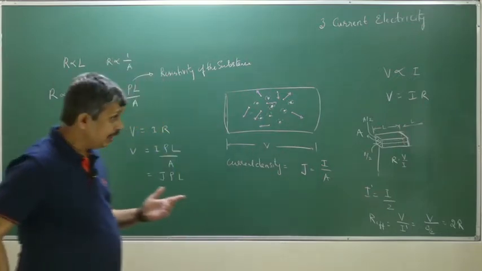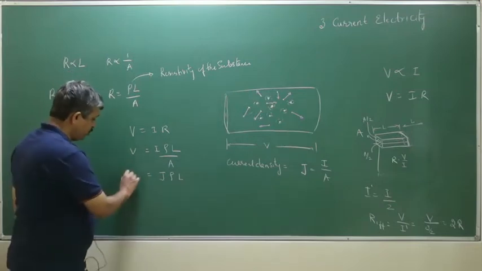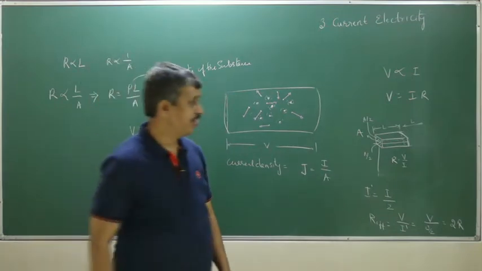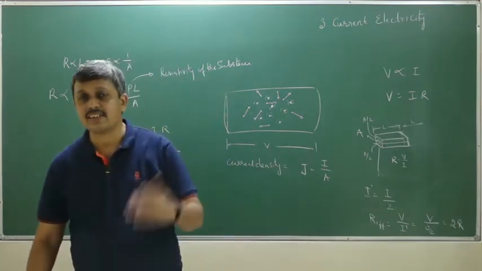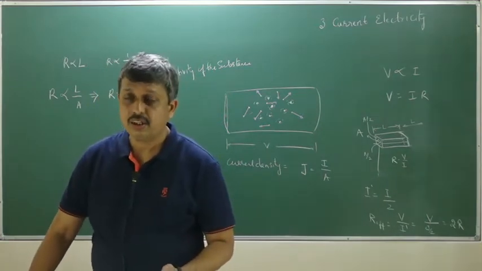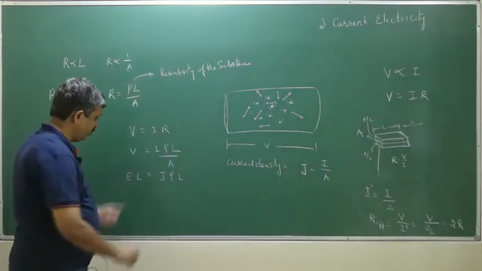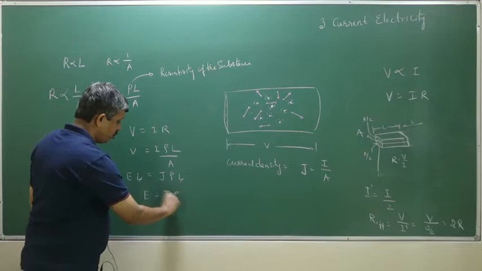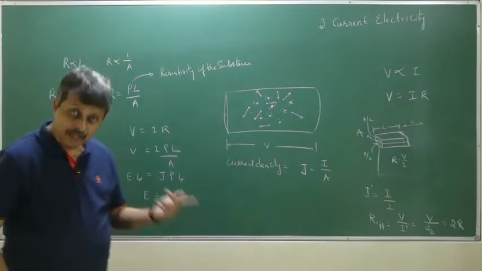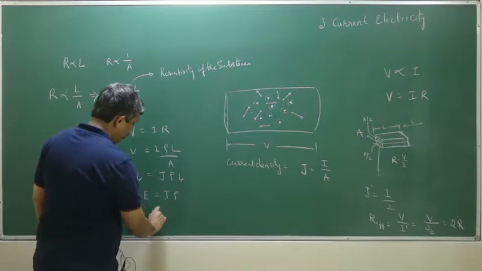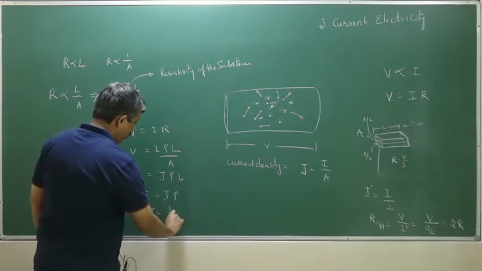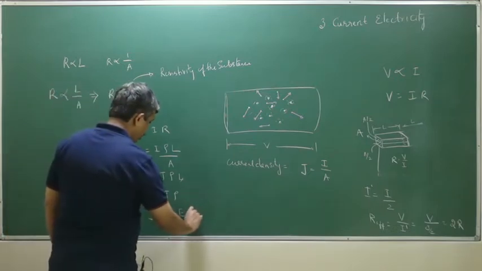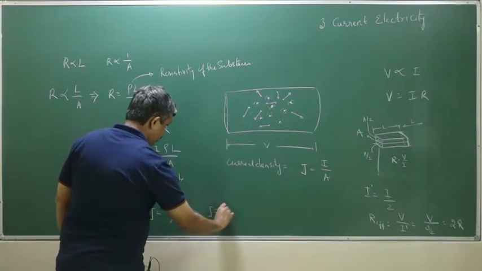Now V we know is nothing but E into L. When you multiply the electric field which gets set up inside by the length, that is nothing but V. Now you can substitute it here, L gets cancelled, and we get E is equal to J into rho. Or if you want to write it, J is equal to 1 by rho into E, which can also be written as J is equal to sigma into E.